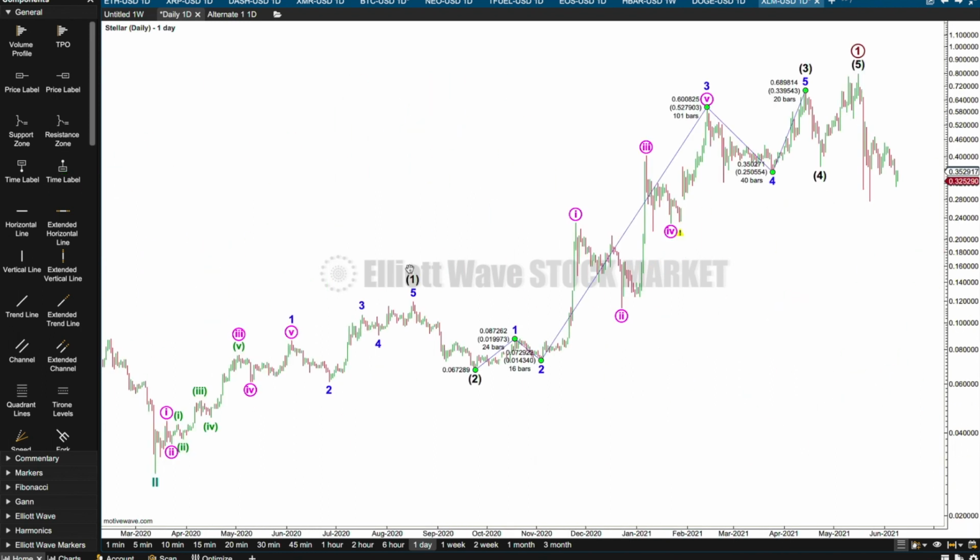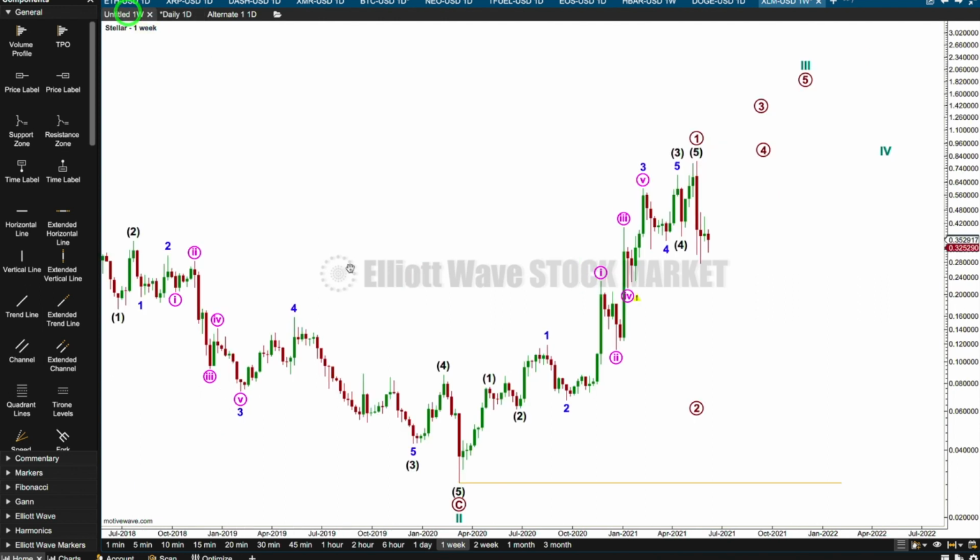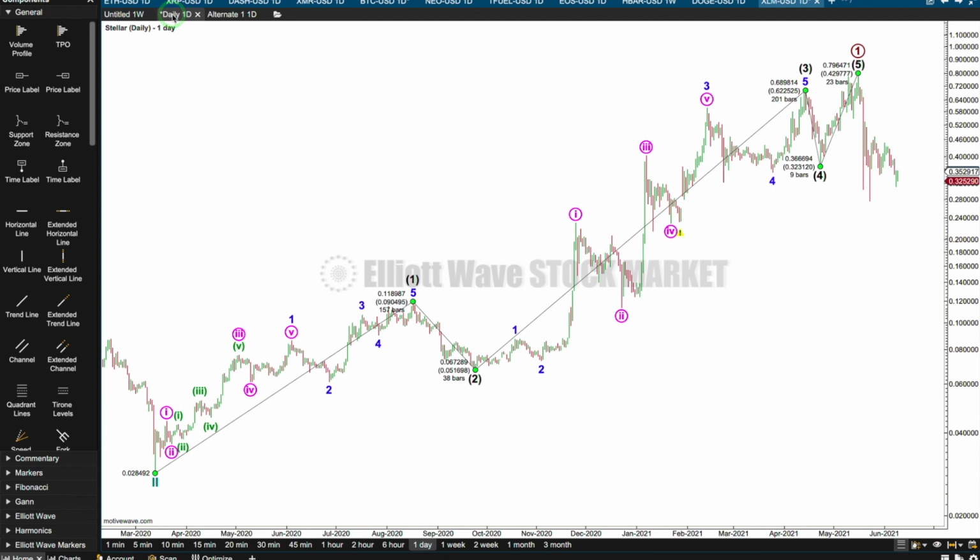Okay, here we are on the daily chart. 0.11, 118,987. Have I got this in the same place? No. Well, the problem's still the same. You've got this overlap here.